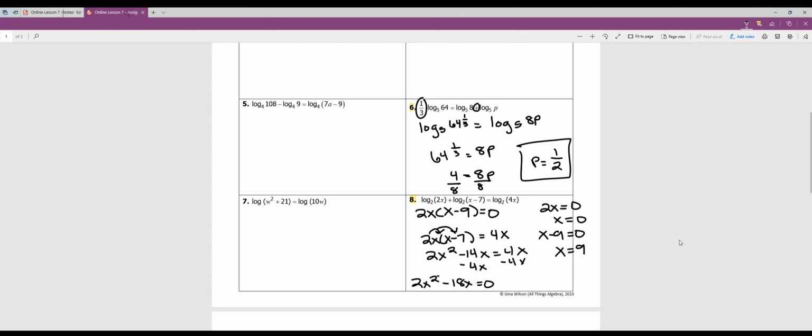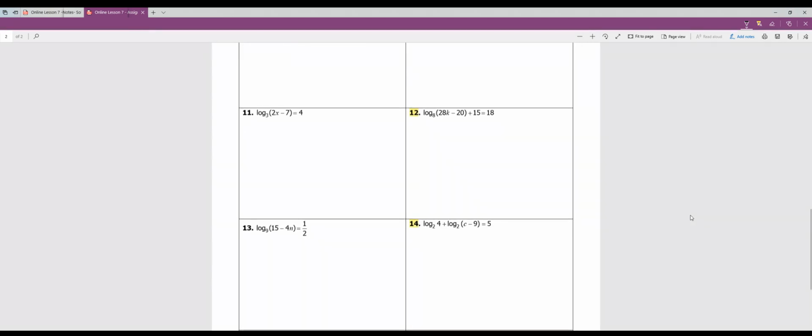And then remember, I can't have a negative or a 0 inside, so if I plug in 0 for x, into 2x, that would give me a 0, or if I plugged it into 4x, that would give me a 0. So x equals 0 is not a possible solution, so our only answer is x equals 9. So that is our type 1, where log is equal to log. Now we're going to work to where log is equal to a number.